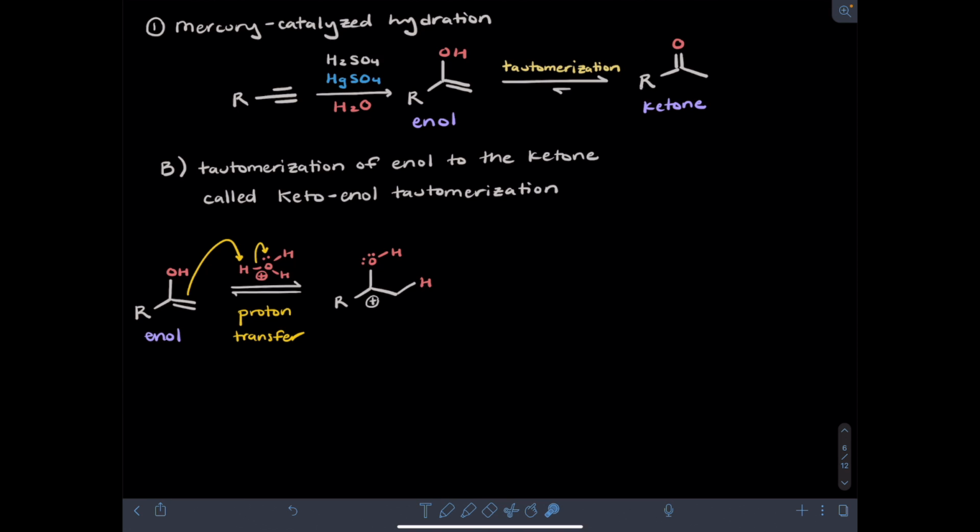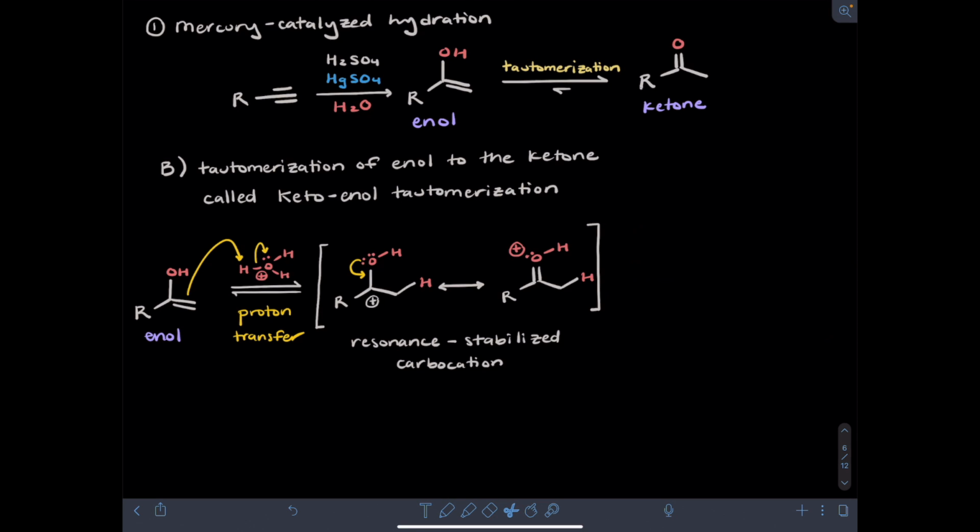There's resonance involving that oxygen lone pair. I could bring that down to form a pi bond. In the other resonance form of this carbocation intermediate, I have a carbon-oxygen pi bond, and oxygen has the positive charge. And like we've seen previously, resonance-stabilized carbocations are extra stable compared to typical carbocations.